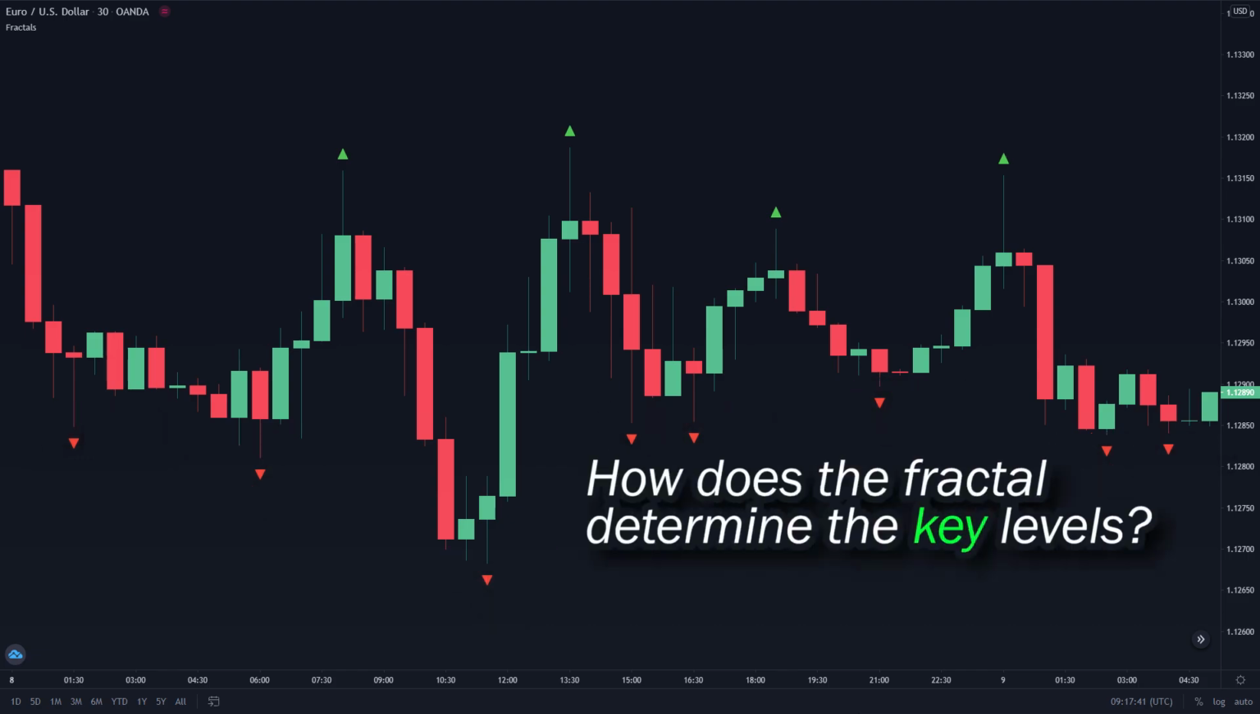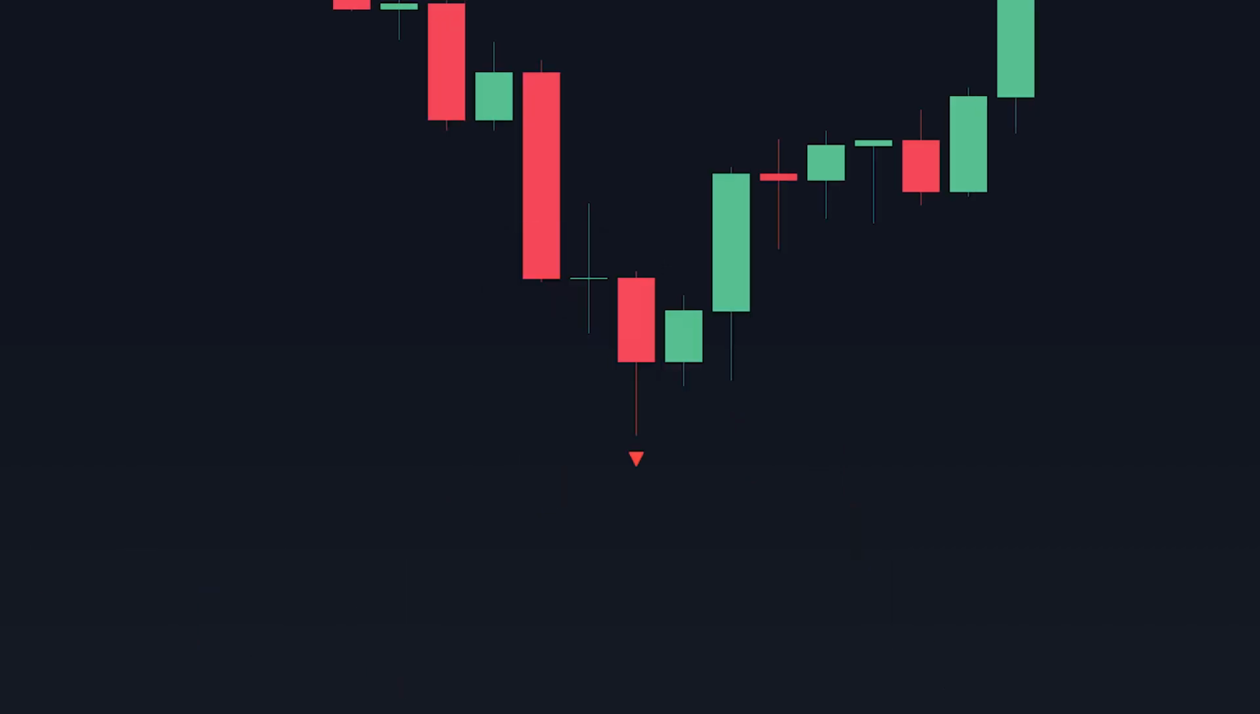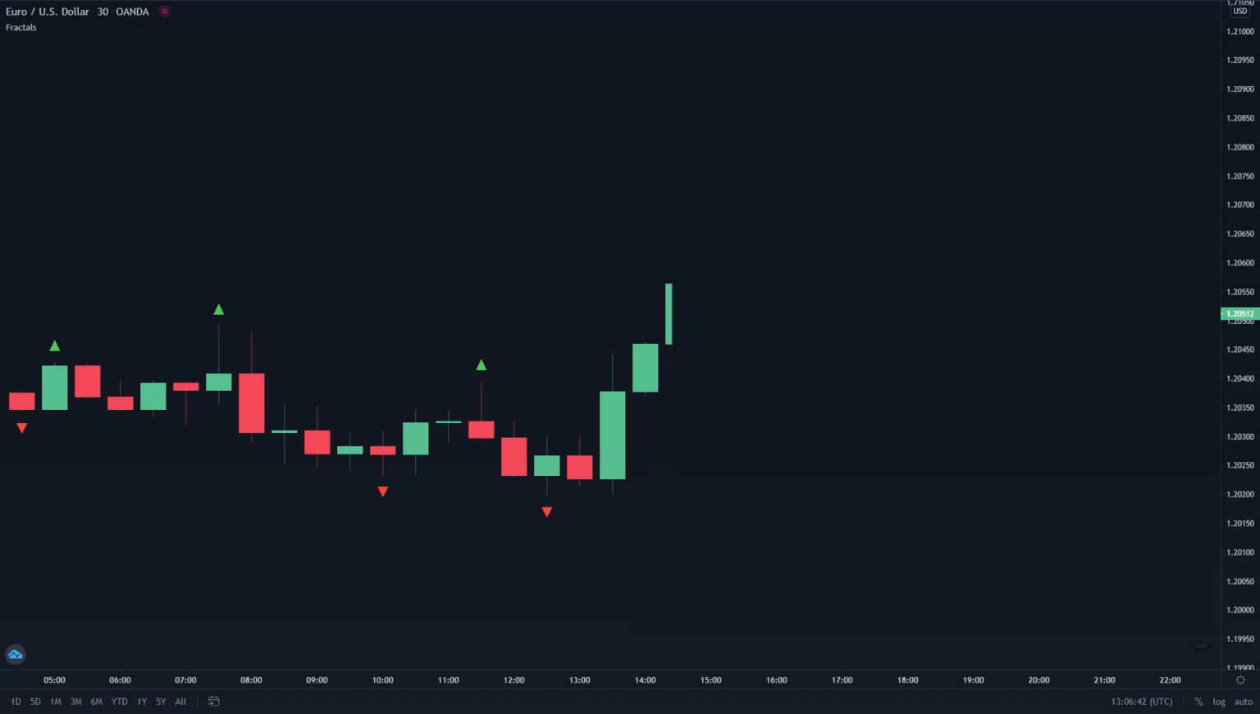So how does the fractal determine the key levels? Basically, a top fractal will appear if the other 4 candles on the sides don't overlap the highs of the middle candle. And a bottom fractal will appear if the other 4 candles on the sides don't overlap the lows of the middle candle. So that is why, if you look at the price in real time, a fractal will only appear behind, 2 candles after they were closed.